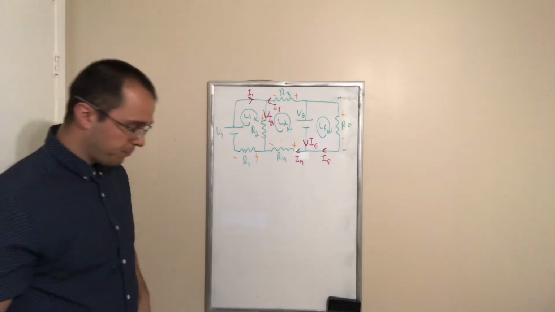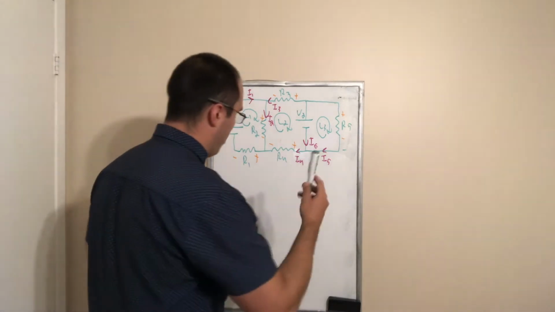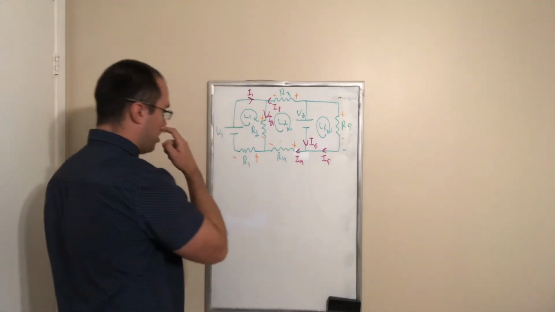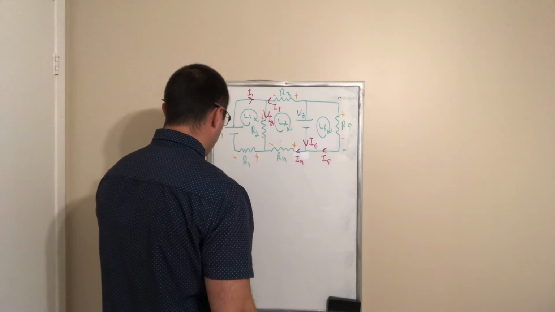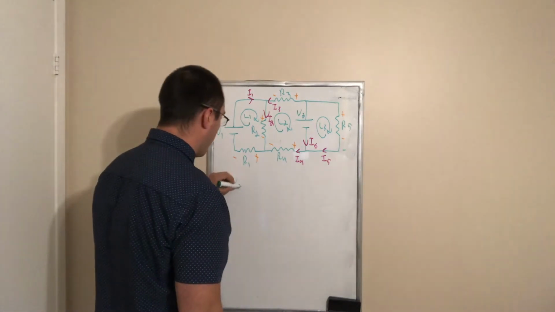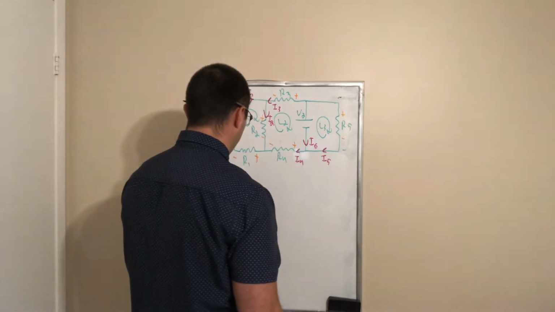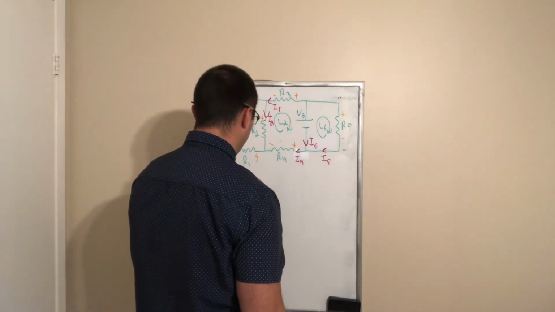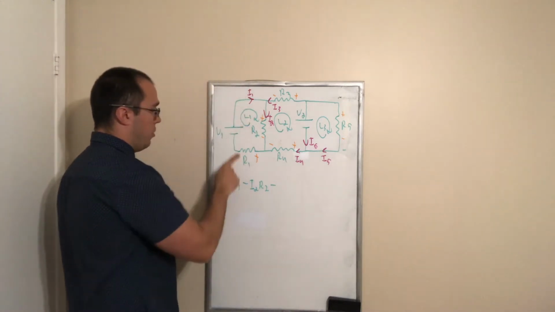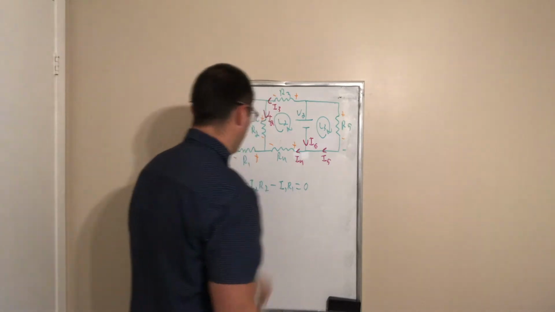All right. So let's start with the loop rule. We're going to start with L1. So note, there's 3 components in L1. There's V1 minus I2 multiplied by R2 minus I1 multiplied by R1, and this is equal to 0.